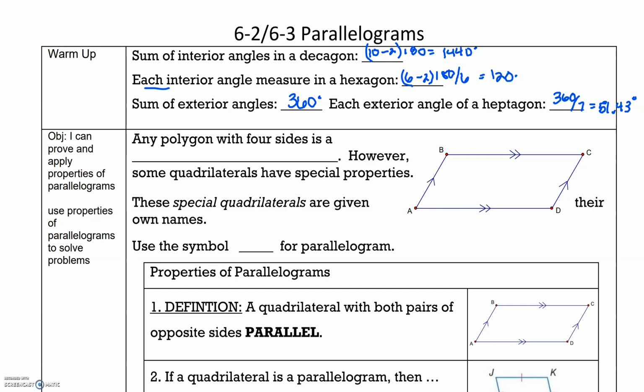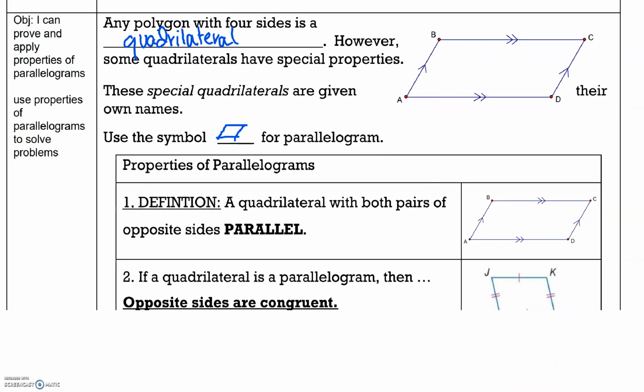All right. So let's take a look at our parallelogram. So we have a four-sided figure called a quadrilateral. All four-sided figures are quadrilaterals, but some special properties give them that special name. So the symbol for a parallelogram is this, and you'll see that a lot throughout this chapter.